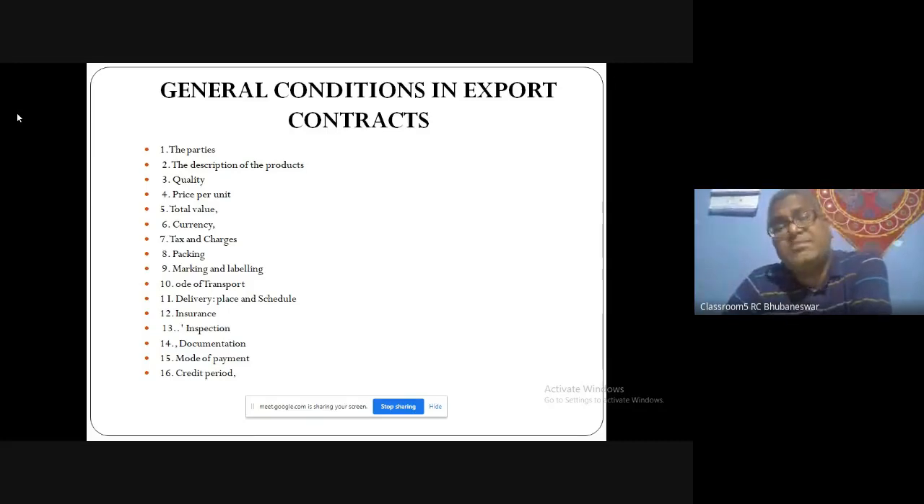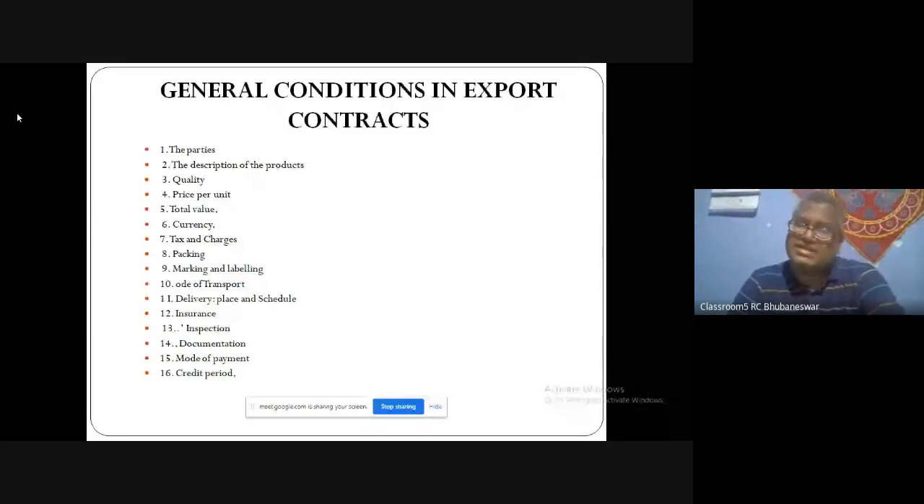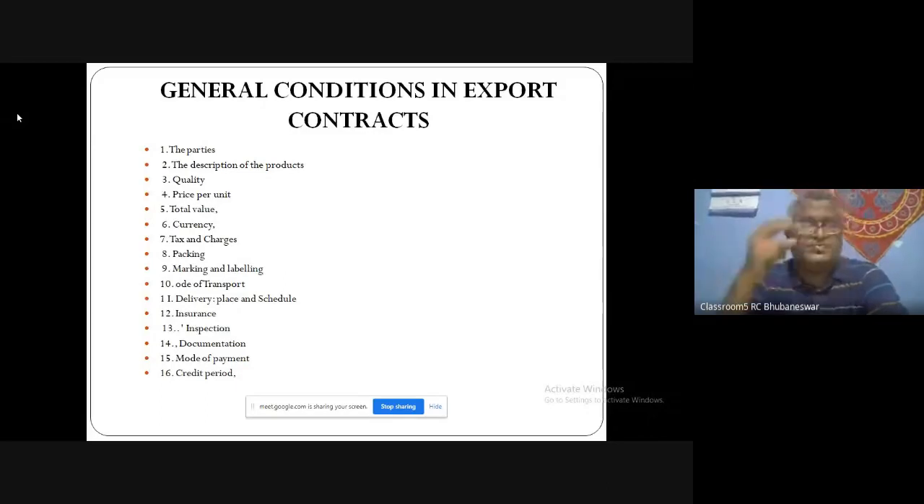Which type of product it belongs to, that is necessary, and the quality terms are also necessary, and the total price per unit: what is the price per unit value, what is the total value, and what is the currency. Currency means here foreign exchange currency. Here the currency means what are the convertible terms, what is the currency risk exposure that can be counted. Tax and charges, packing are also there, marketing and labeling also.